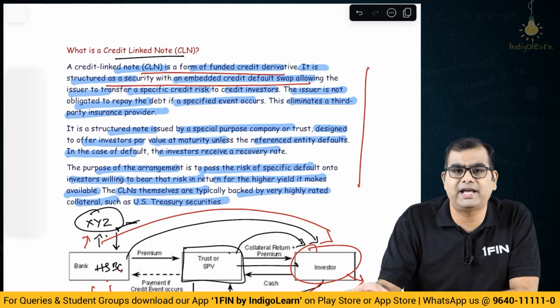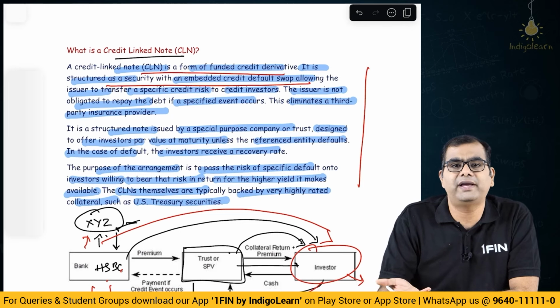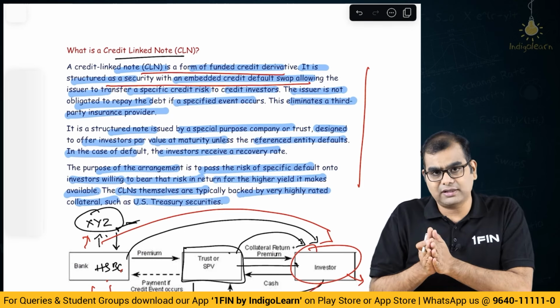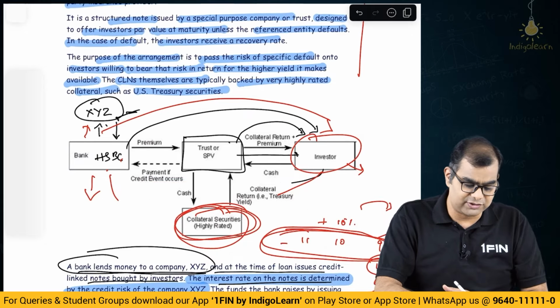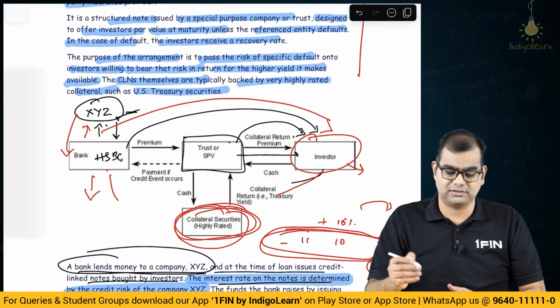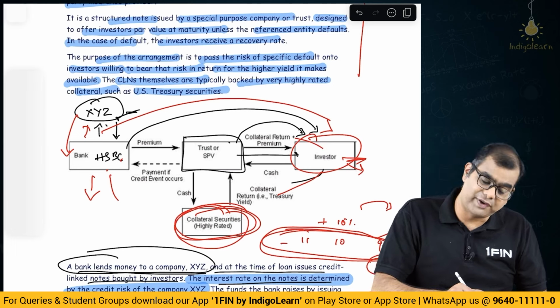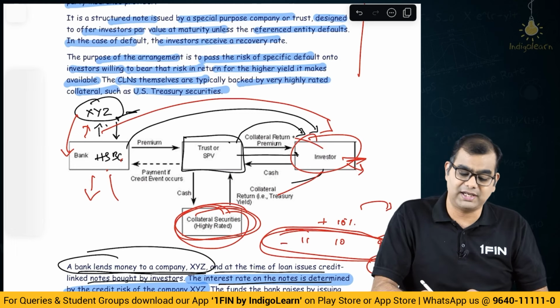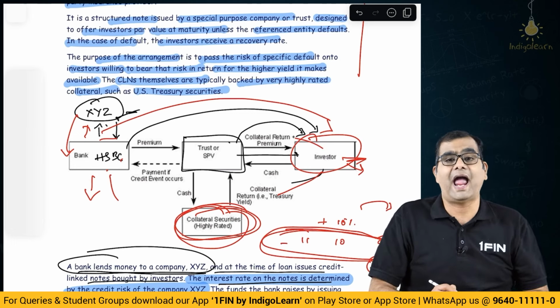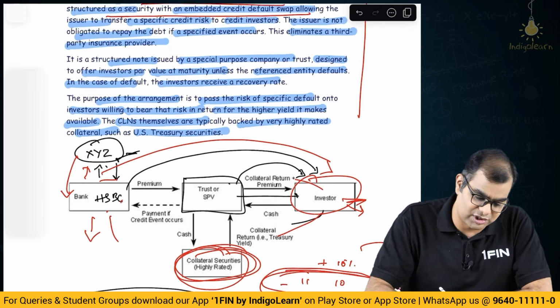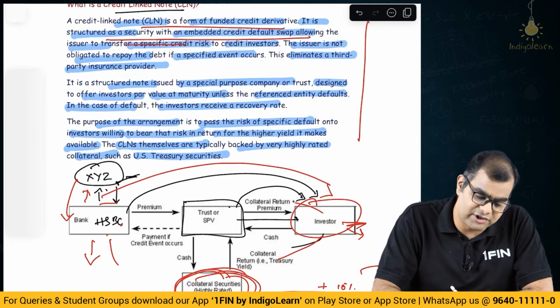Because if something happens, only then you need not repay. In credit default swap, what happens? If the bank has given a loan to this XYZ, and XYZ defaults, this new investor will pay me money. That is what a credit default swap is. Here, the investor has paid money upfront to HSBC. And if XYZ defaults, then I will not repay. So, that is the distinction. So, it is structured as a security with an embedded CDS.